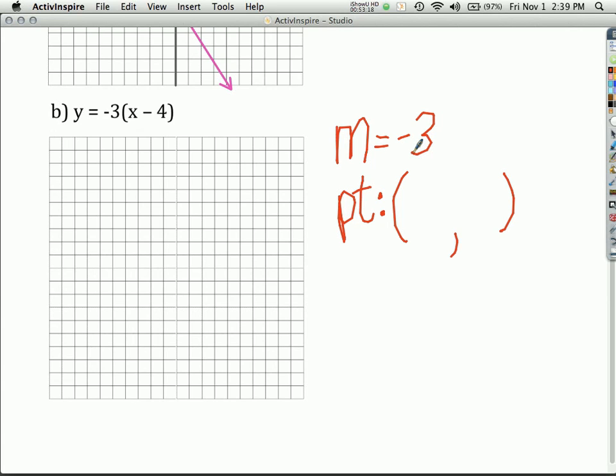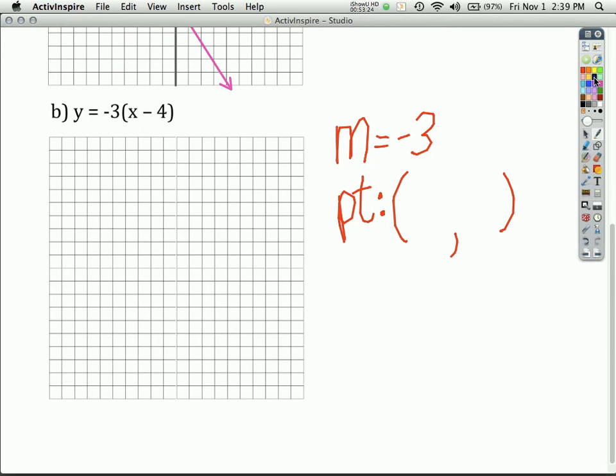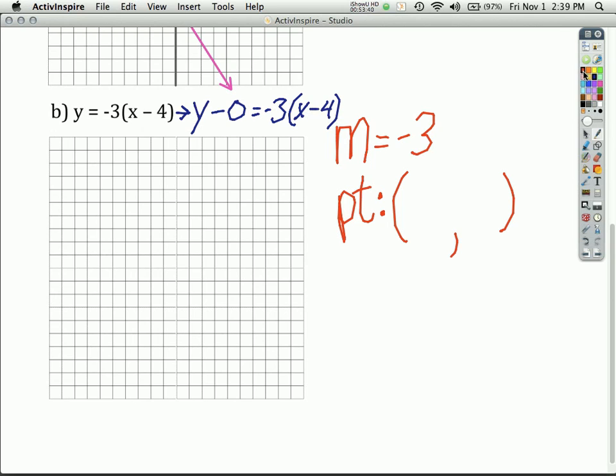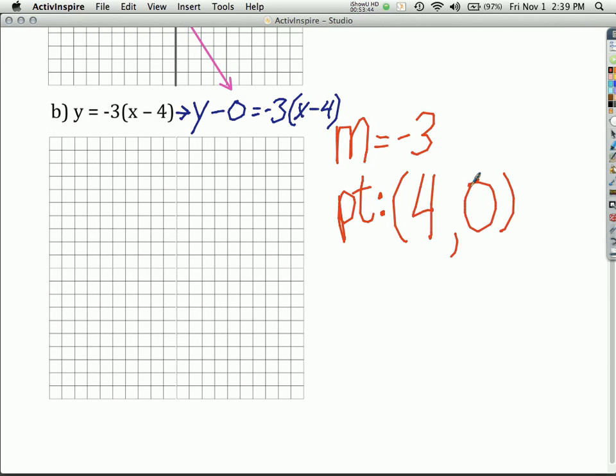Okay. So in actuality, both of them are right. We would have to rewrite this in our minds so that it looked like this. Because this is really what's going on right here. Y minus 0 equals negative 3 times the quantity x minus 4. Now you can see the point. The x coordinate is 4, the y coordinate is 0, and now we could graph from that.